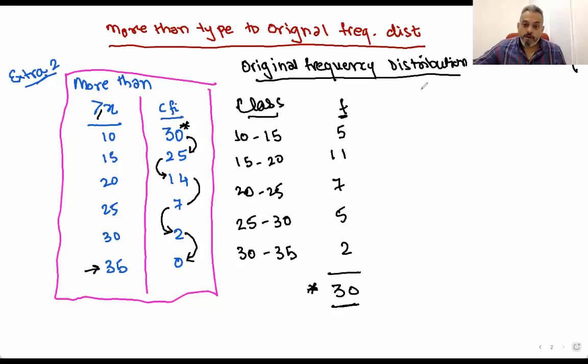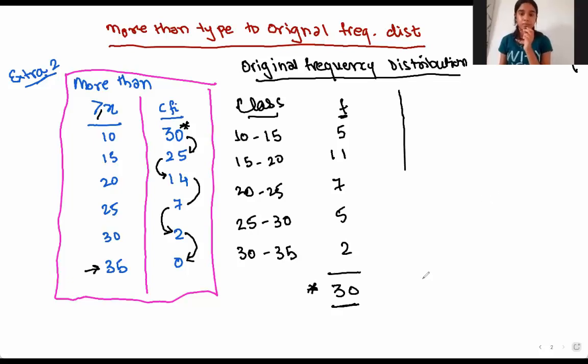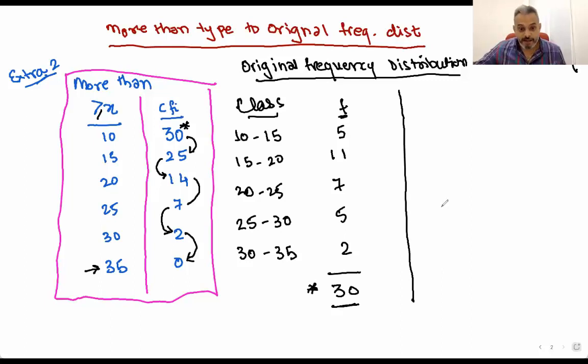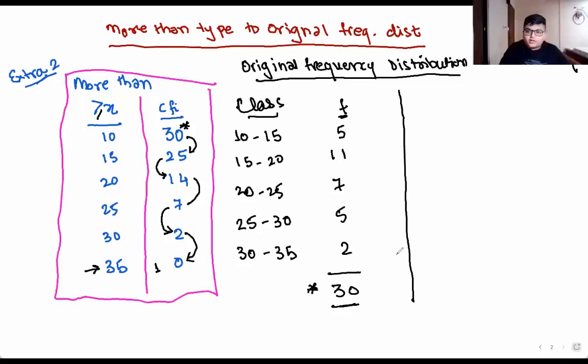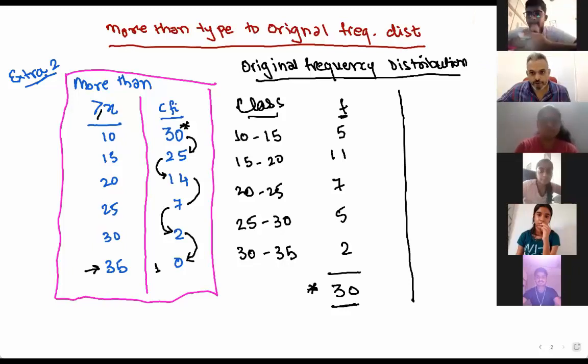Now, life is not always this simple, children. If here it was given 1 instead of 0, if it was given more than 35 is 1, then what would our last class be? 35 to 40. Is this clear? All of you? Yes, sir. Understand this? Now write it down and then we go to typical illustration sums.